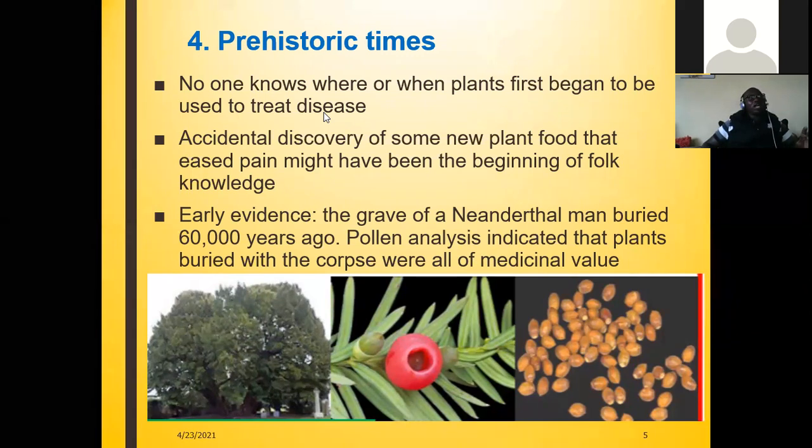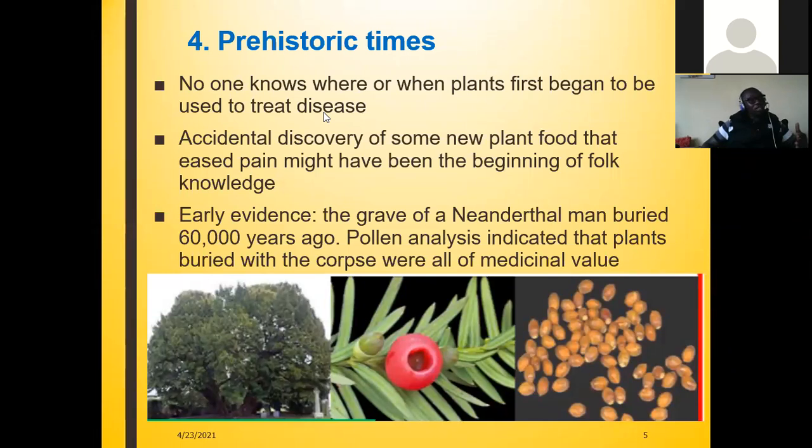However, we can see from archaeological findings spanning over 60,000 years ago, when corpses that were buried so many years ago were analyzed, the pollens that were found were realized to be of medicinal value. So maybe medicinal plants were being used at that time, maybe for treating these people before they passed on or for conserving the bodies.